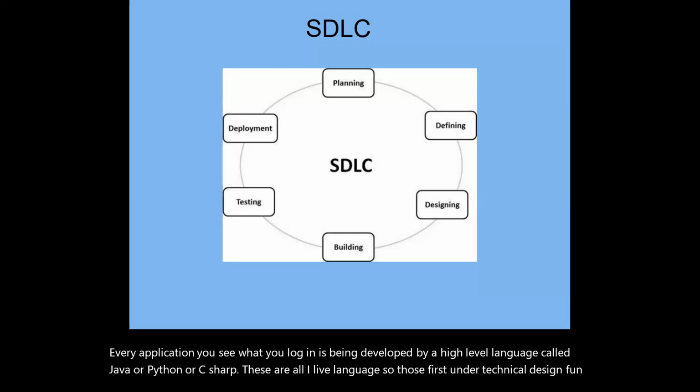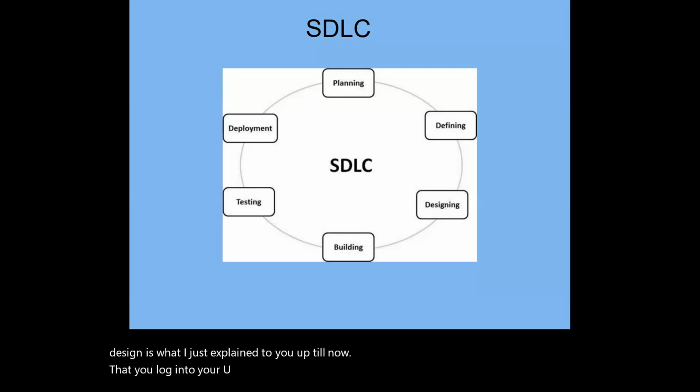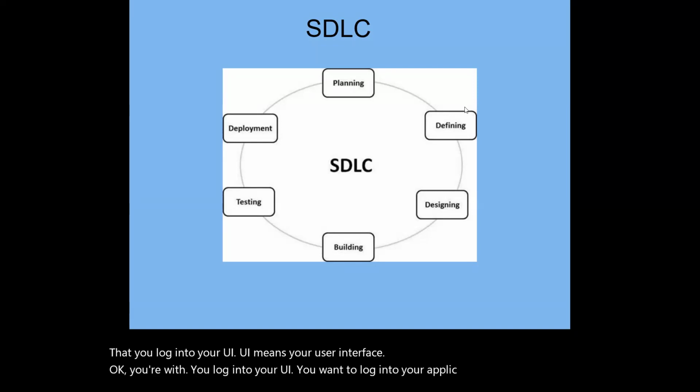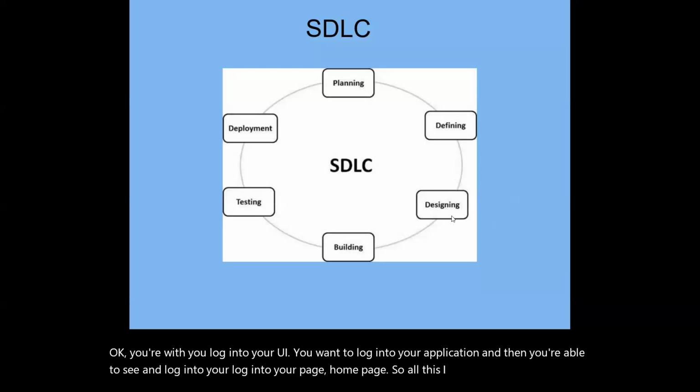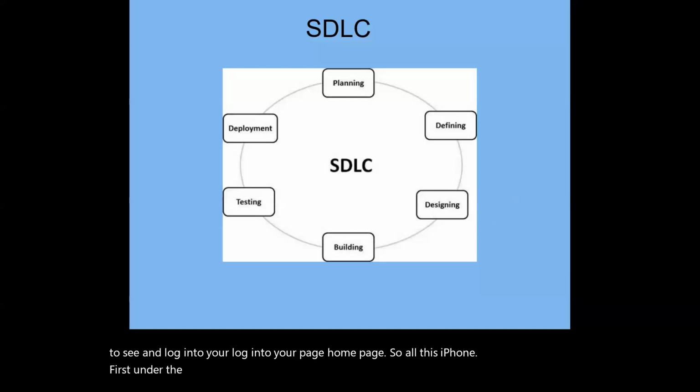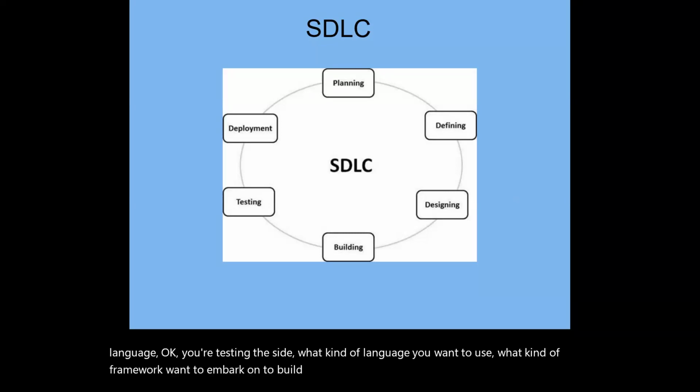Functional design is what I just explained to you up till now, that you log into your UI. UI means your user interface. You're able to log into your application and see your homepage. So all this falls under the functional design. And technical design is about developing in a language. You decide what kind of language and what kind of framework you want to use to build that application. So that is what that lies on.